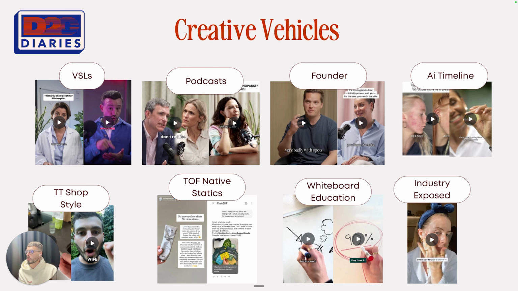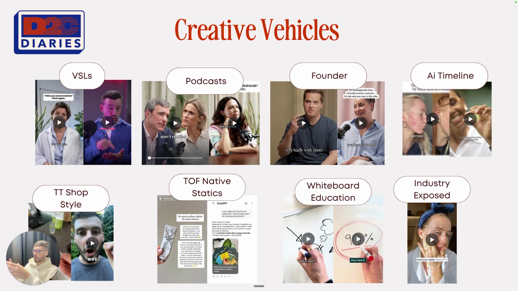And this just brings me on to the importance now of differentiating the way that we are utilizing vehicles. So here's just a few examples of a couple of different vehicles that we might lean into: founder ads, podcast, VSLs, whiteboard education. Let's say that we had a podcast ad that performed really, really well, and it was more education first with an expert.